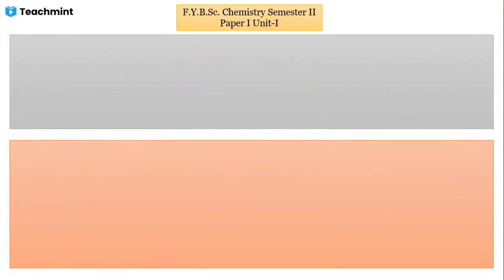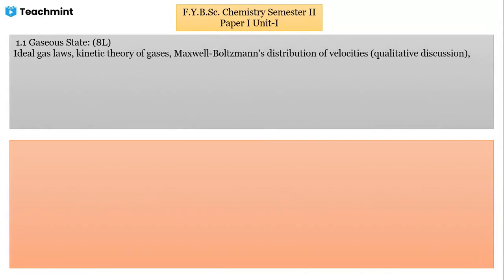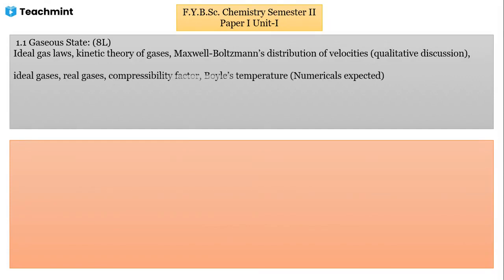Here we have to talk about the syllabus for this semester 2, for paper 1 and paper 2. In unit 1 of paper 1, there are two lessons. One is the gaseous state. In the gaseous state, we have to talk about the ideal gas law, kinetic theory of gases, and Maxwell-Boltzmann distribution of velocities, their qualitative discussion. Then ideal gases, real gases, compressibility factor, Boyle's temperature, and numericals based on these things.